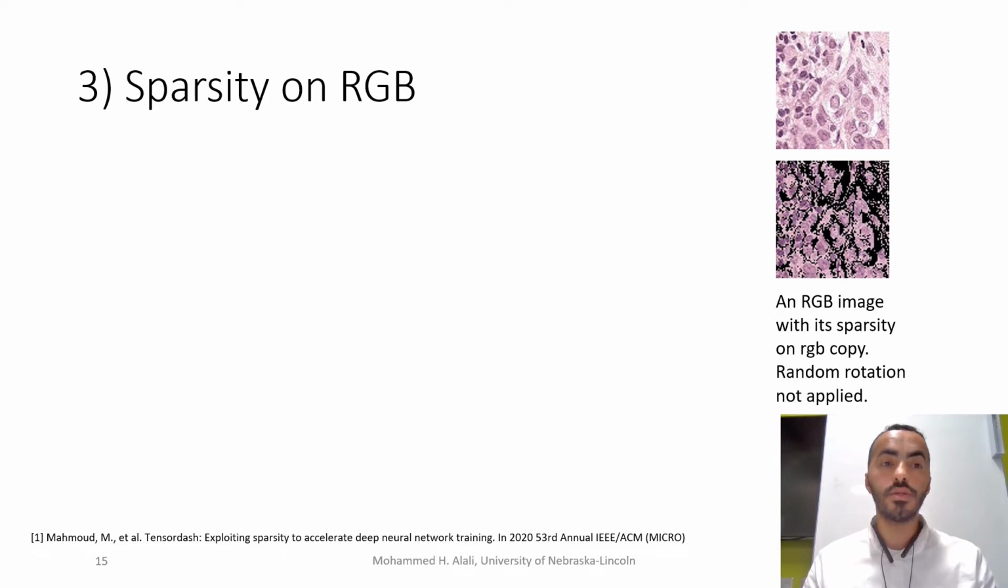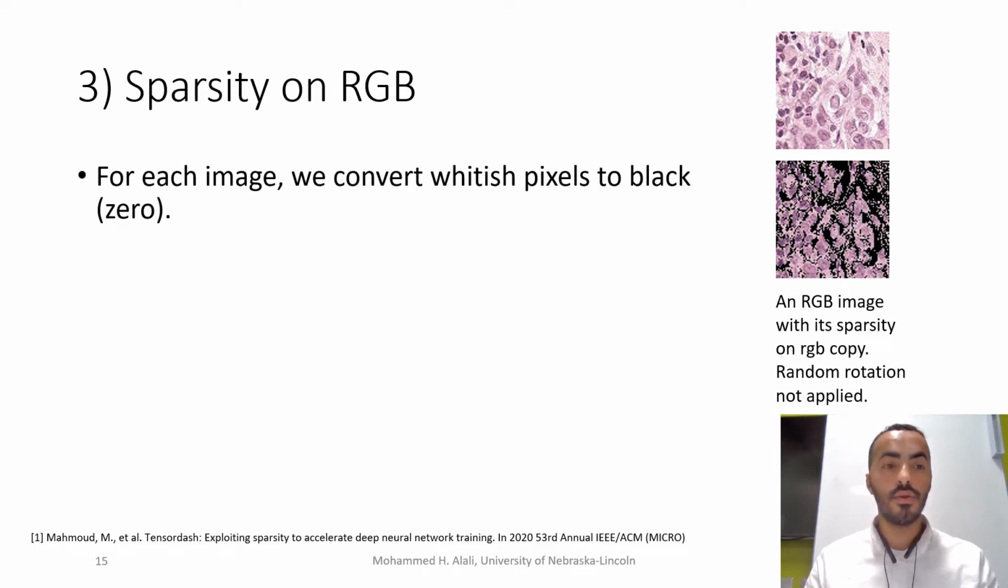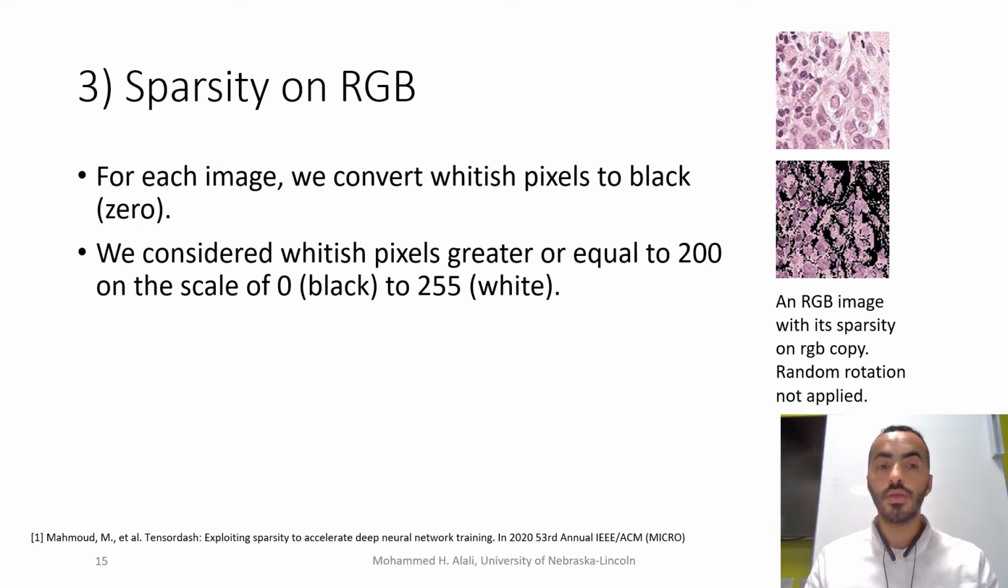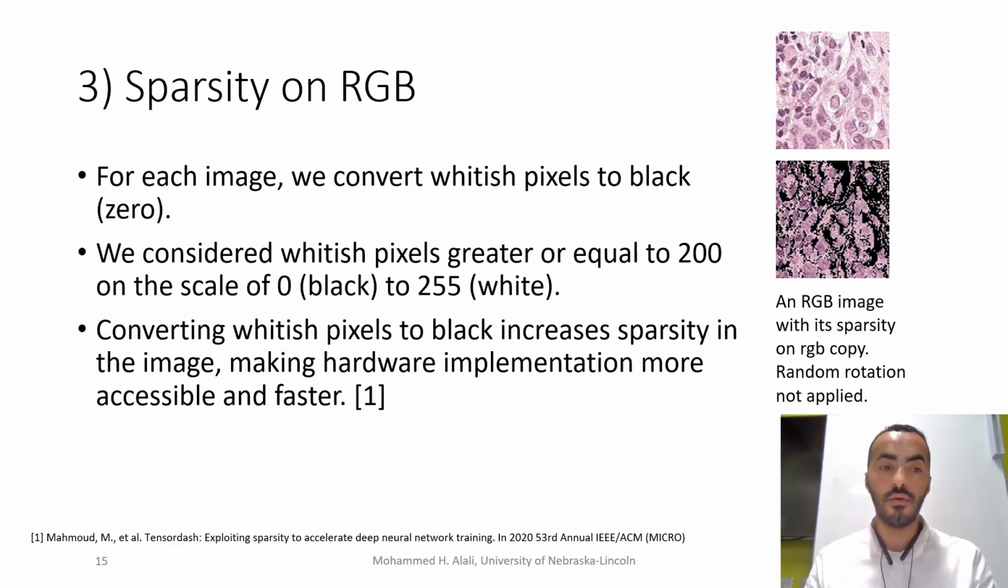Third color mode is sparsity on RGB. We convert the RGB to a representation, as I will explain now. For each image, we convert whitish pixels to black, or 0. So what is a whitish pixel? Whitish pixels are those pixels that are greater than 200 on a scale of 0 to 255.